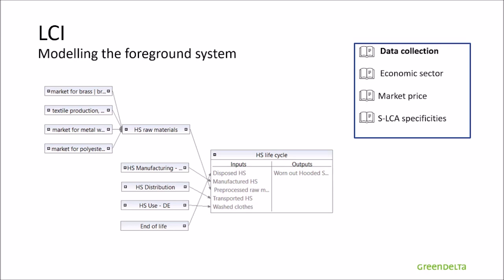There are, of course, other ways to collect data for this step. Social and environmental studies found in the literature, for instance, can provide life cycle inventories, but also product LCA databases, such as EcoInvent. The best case, of course, would be to have primary data to model the foreground system.